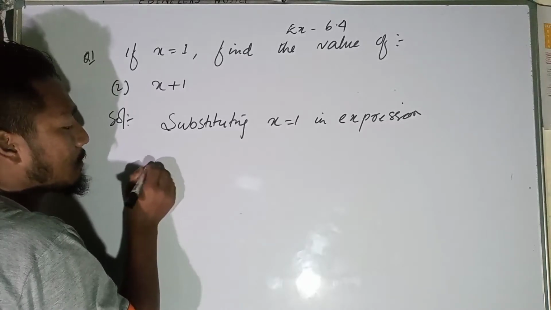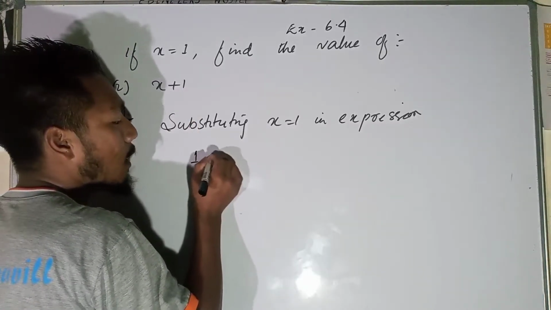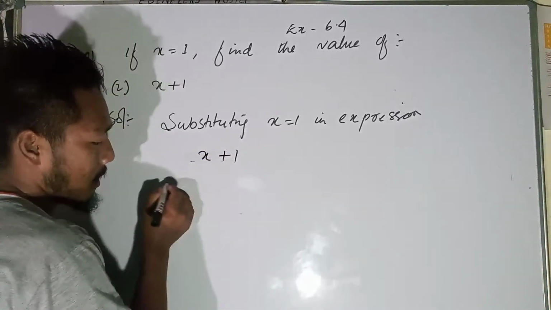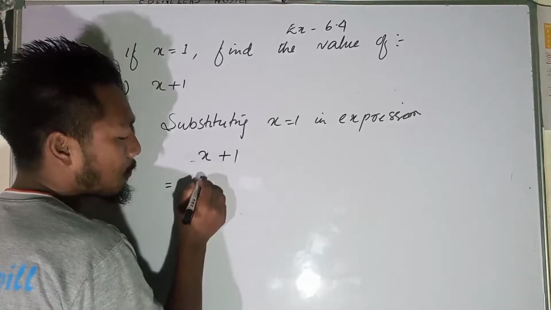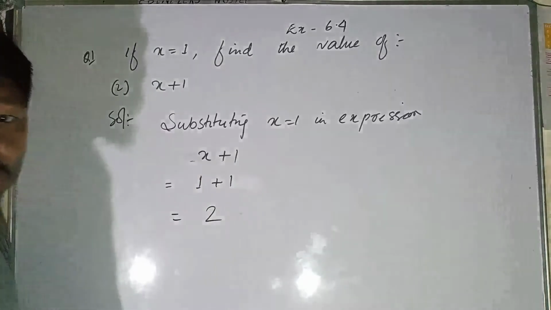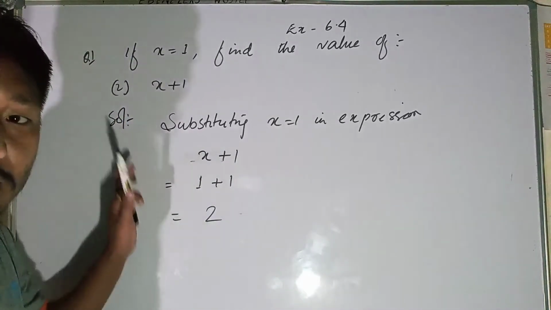So which implies that in place of x, I'm going to put the value 1. This is our expression, x plus 1. So in place of x, I'm going to put 1. That means 1 plus 1 becomes 2. So this is how we solve. I think you're clear about this one.